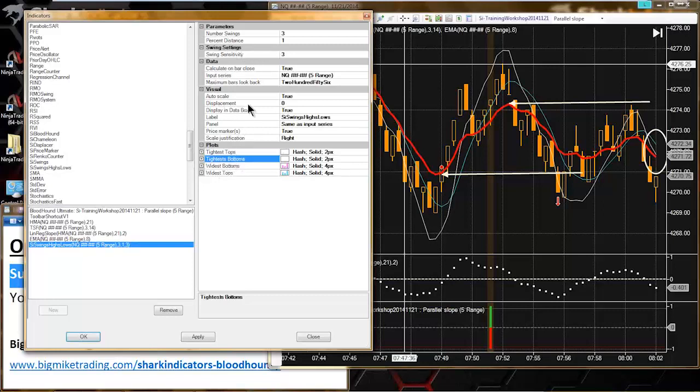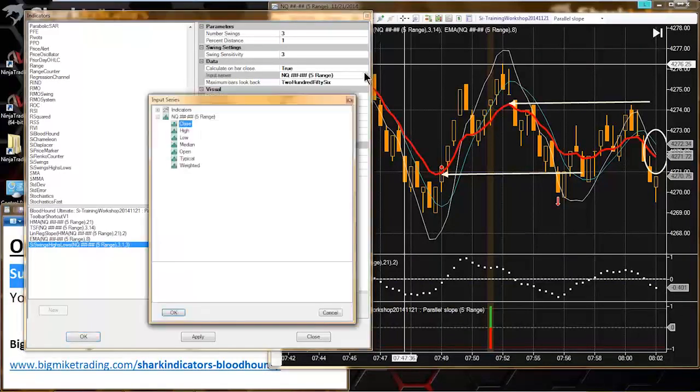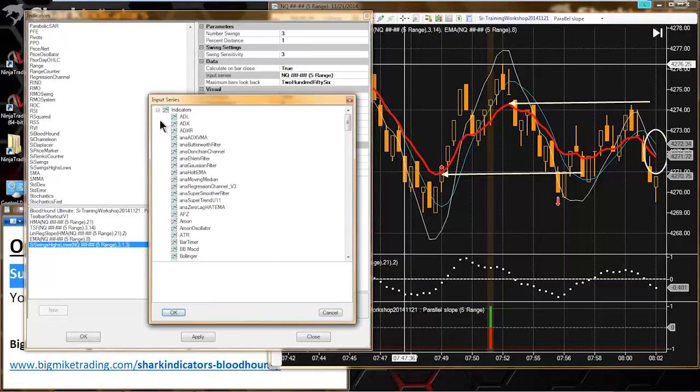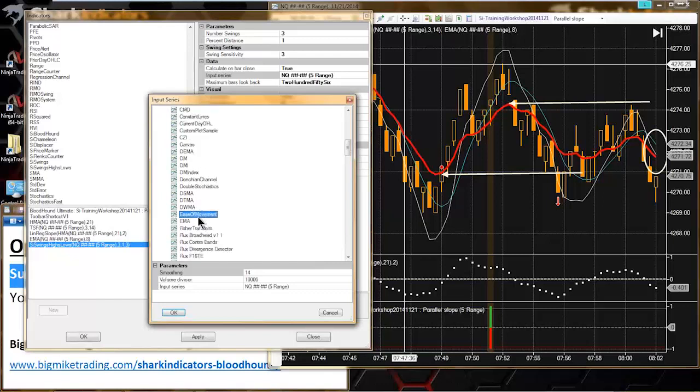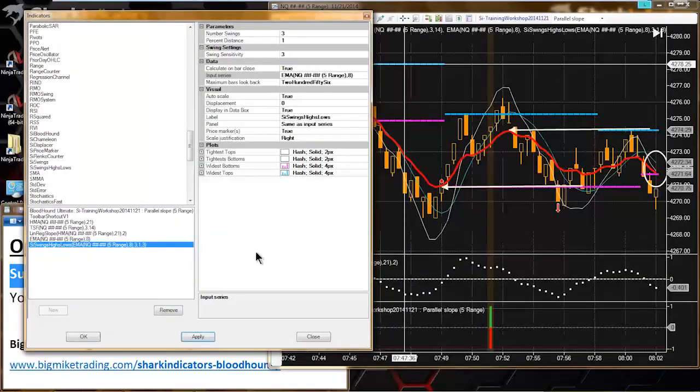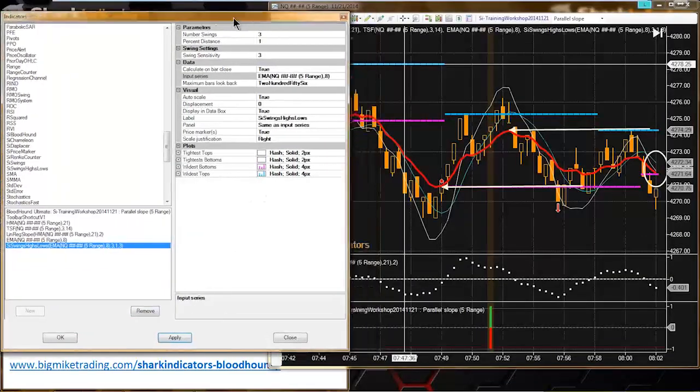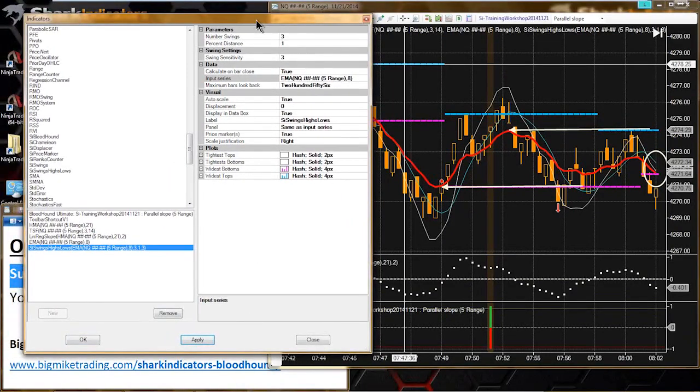All right, and let's see. The next key thing to do is we need to input the 8-period EMA into this indicator, so that way we can visually see what's happening on the chart. All right, let's take a look at that and see what we get. And great, I think actually that's working good.